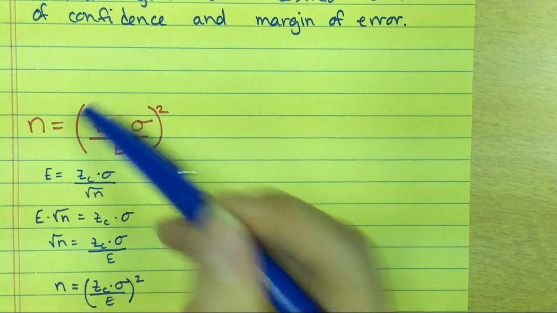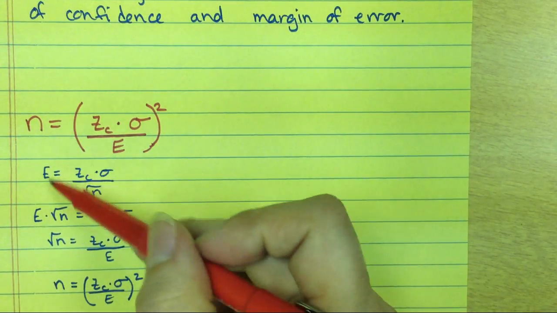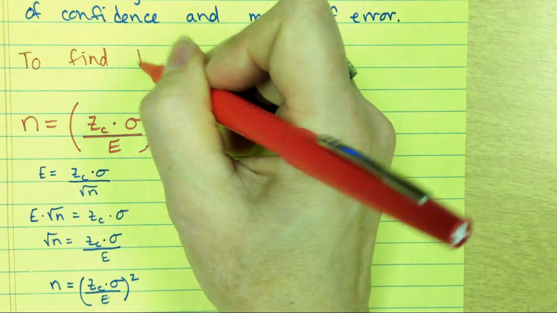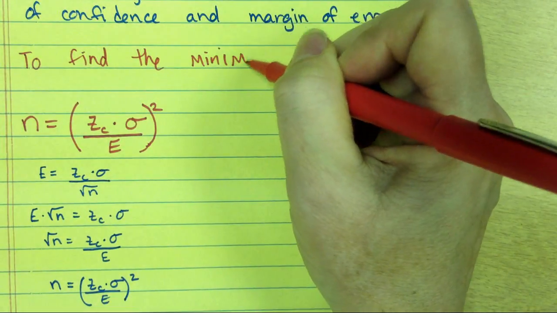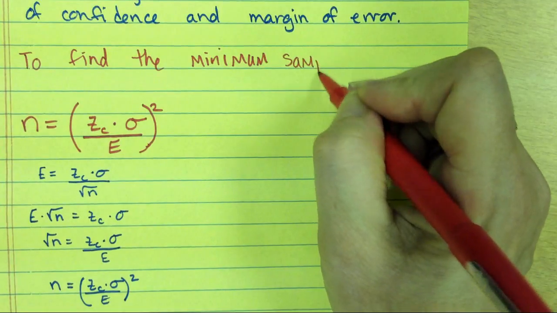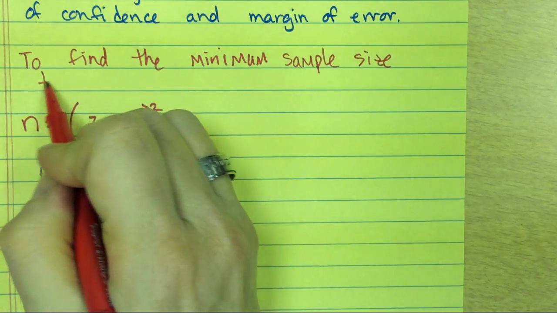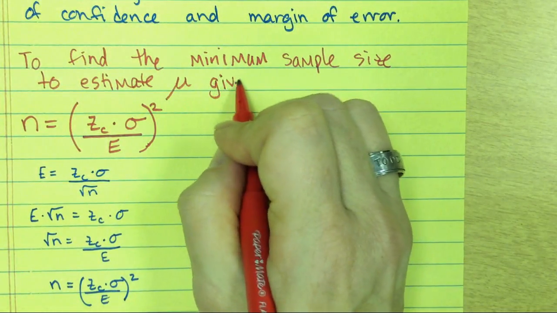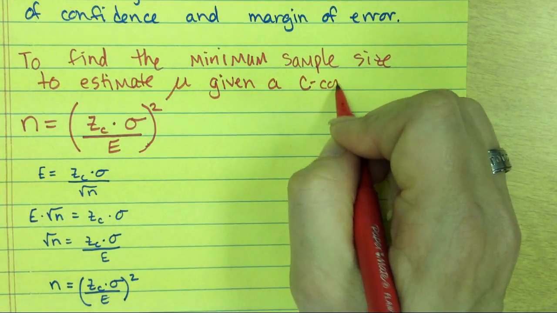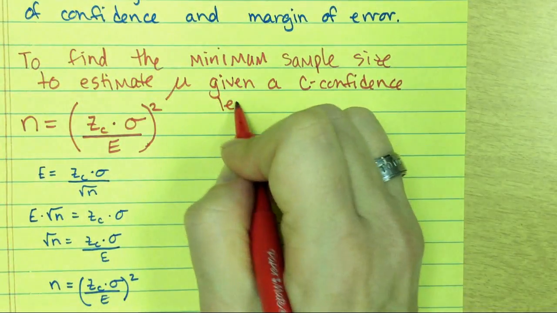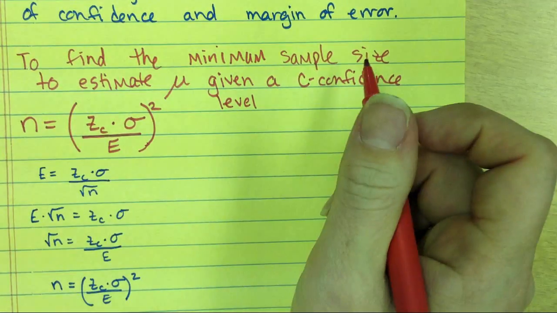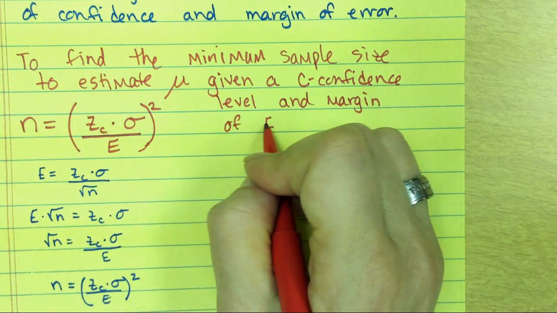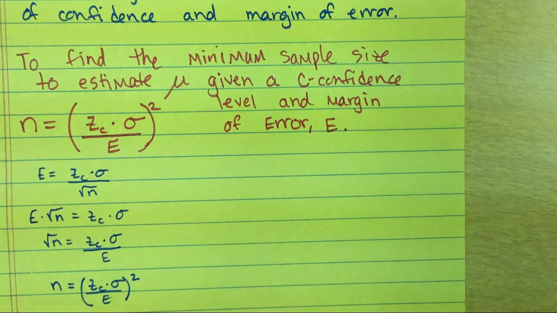You can put that little formula on your cheat sheet, or you can just use the same margin of error formula. But this is how we find the minimum sample size to estimate mu given a C confidence level. That's this, z sub c, given a C confidence level, and margin of error E.